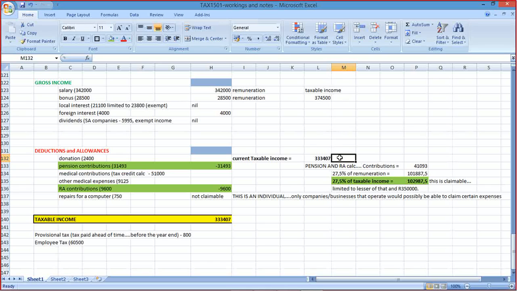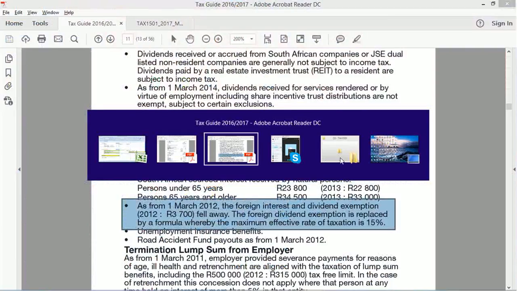What was the donation percentage we saw earlier? It was 10%, right? Yeah, it was 10%. Let's just go back and check.